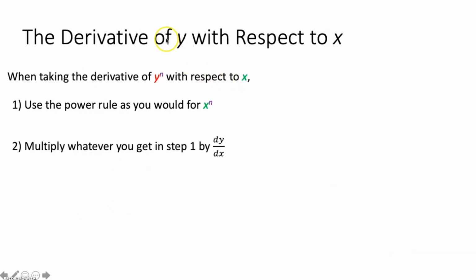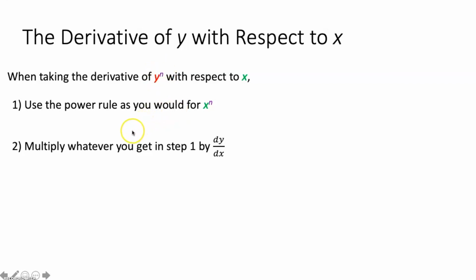Now, taking the derivative of y with respect to x. This comes up all the time in implicit differentiation. First thing you're going to do when you're taking the derivative of y to the nth power with respect to x is use the power rule like you normally would for x to the nth power. When we're taking the derivative of x to the nth power with respect to x, we just go n times x to the n minus 1 power. So our first step in taking the derivative of y to the nth power with respect to x: bring that n out front, multiply it by y to the n minus 1 power. Take 1 away from your exponent.